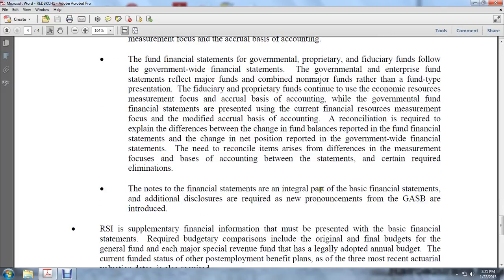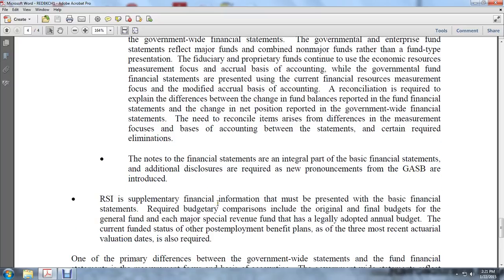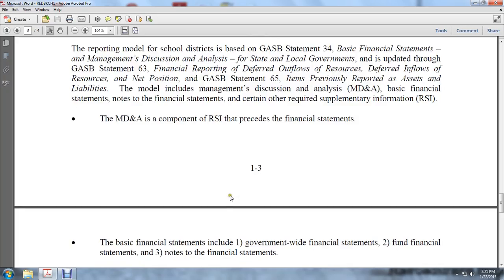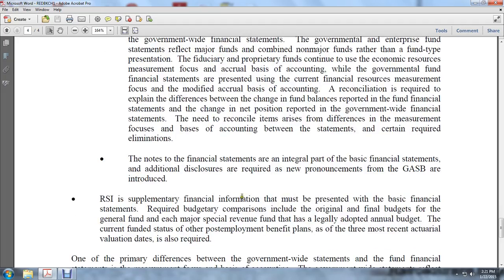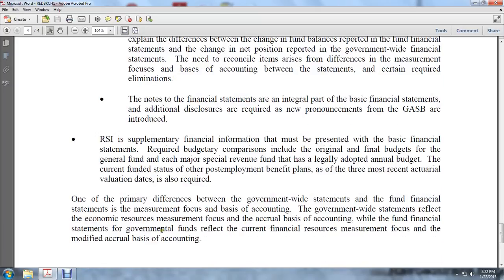Note that the notes to the financial statements are integral to the basic financial statements. Additional disclosures are required as new pronouncements of the Governmental Accounting Standards Board are introduced. Required supplementary information must be presented along with the basic financial statements. The required budgetary comparison is with the original and final budget for the general fund and each of the major special revenue funds with a legally adopted annual budget. Information on other post-employment benefits, including the actuarial valuation, is also required.